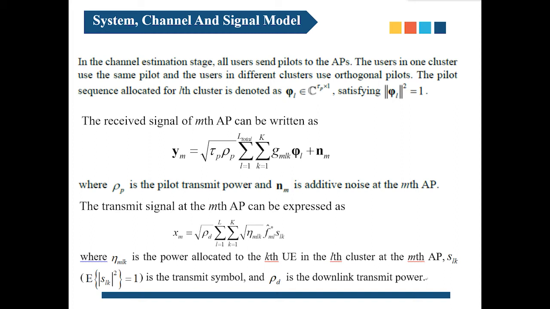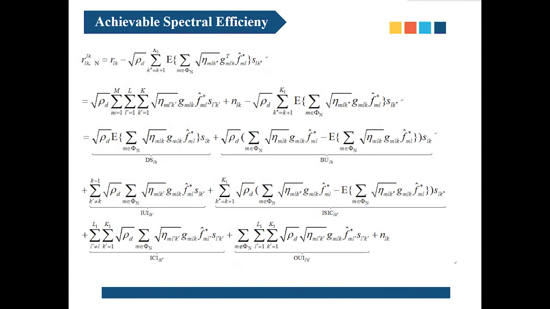The downlink transmission uses conjugate beamforming, so the transmit signal at the mth AP can be expressed as. Then we analyze the achievable spectral efficiency of this system. The signal actually used for decoding after SIC for NOMA and OMA can be written as.